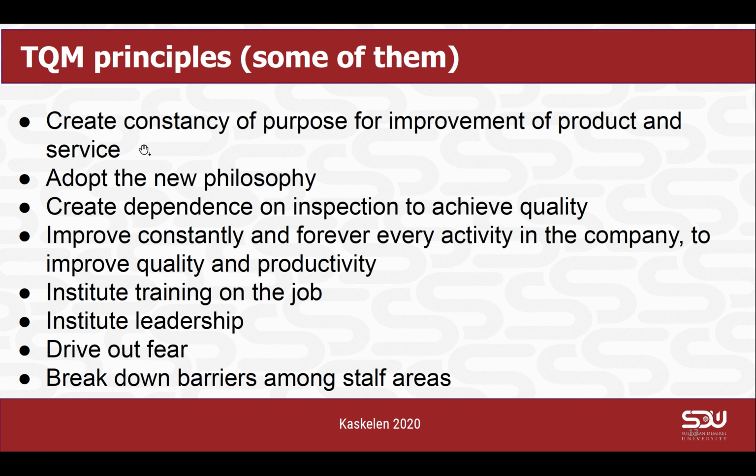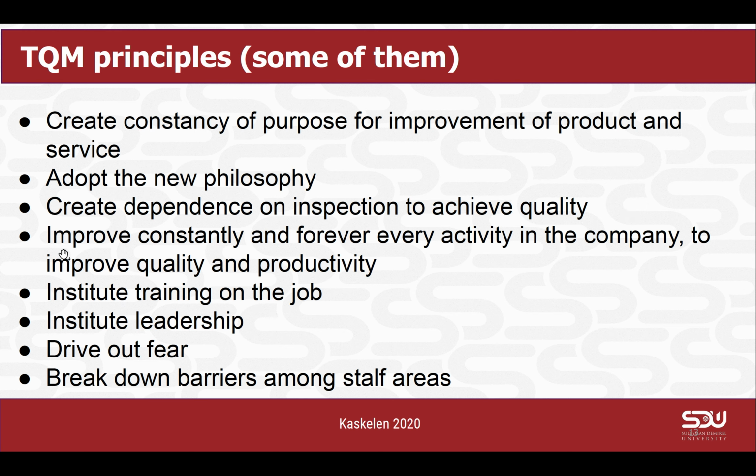So one of the principles is to create constancy of purpose for improvement of product and service. Next, adopt the new philosophy. Next, cease dependence on inspection to achieve quality, right? So remember, total quality management is based on the assumption that people want to do good. They want to do their best, right? So they should welcome inspection. The culture should welcome inspection because everybody wants to do better. Yeah. Okay. So hey, come on, inspector. Come on, check my work because I want to do better.